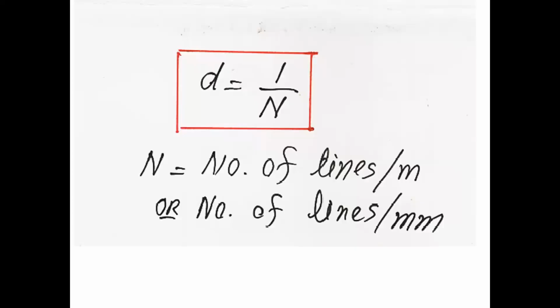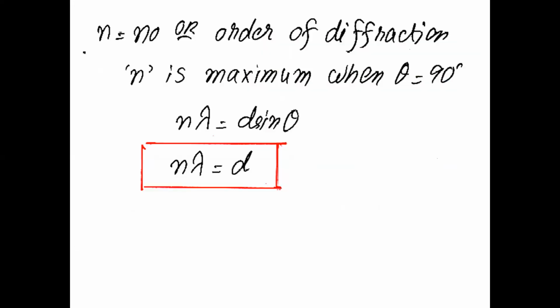d is equal to 1 upon N. N is the number of lines per meter. The very common mistake: people do not multiply by 1000 because lines are given per millimeter, but you have to convert them for 1 meter. n is equal to the number or order of diffraction.